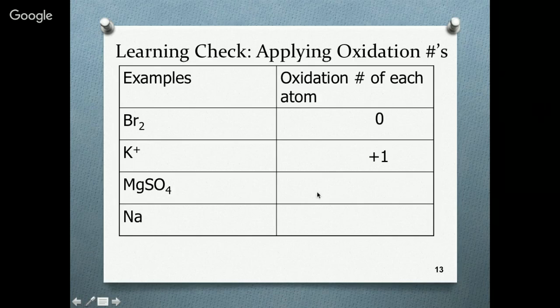So if we look at MgSO4, we know oxygen is -2, and there are 4 of them. So -2 times 4 is -8. Mg is +2. Since it has to add up to 0, that sulfur is going to have to be +6. We didn't have a rule for S when we went through those rules. So figure out Mg, figure out O, and you figure out the unknown one by making sure that the sum of all the numbers adds up to 0. And then we have Na. Na again is all by itself, so it's going to be 0.